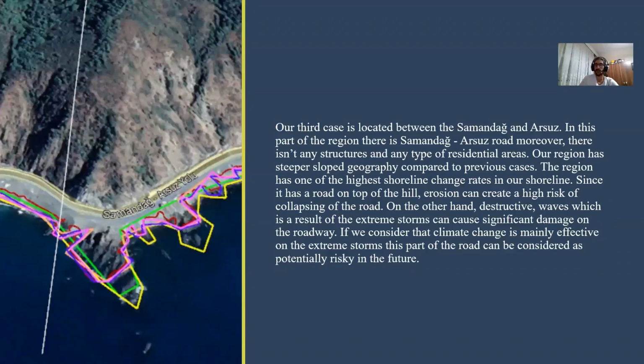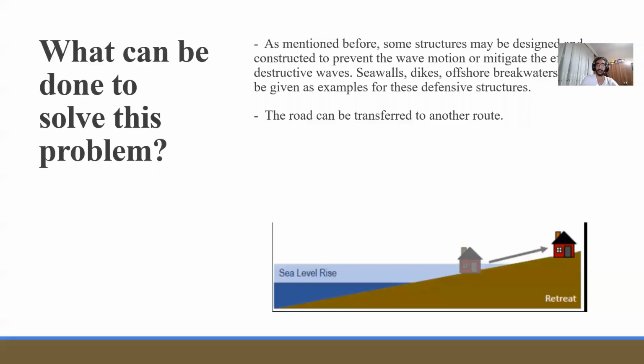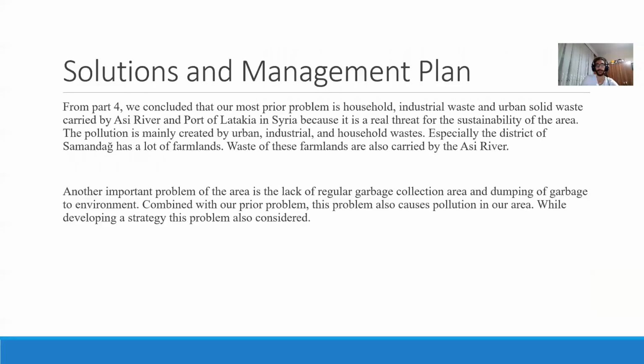Our third case is located between Samandağ and Arsus. There aren't any structures or any type of residential areas. Our region has steeper slope geography compared to previous cases. The region has one of the highest shoreline chains in our shoreline. Since it has a road on top of the hill, erosion can create a high risk of collapse of the road. On the other hand, destructive waves, which are a result of extreme storms, can cause significant damage to the roadway. If you consider that climate change is mainly effective on extreme storms, this part of the road can be considered potentially risky in the future. What can be done to solve this problem? As mentioned before, defensive structures may help us, and the road can be transferred to another route.